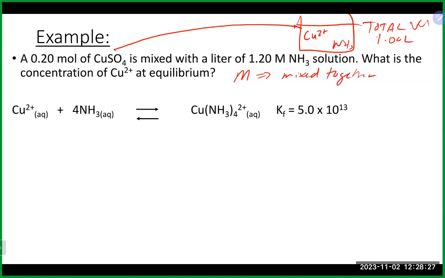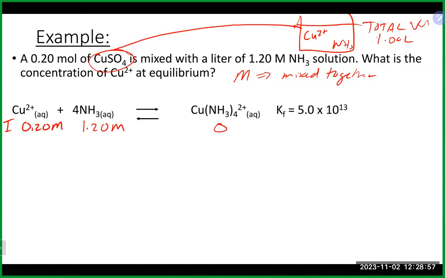Since we're assuming the total volume here is 1 liter, initially I have 0.2 molar of the copper 2, which is 0.2 moles divided by 1. We also have ammonia, which is 1.2 molar, as the total volume stays at 1 liter. And we have none of our complex ion to begin with.